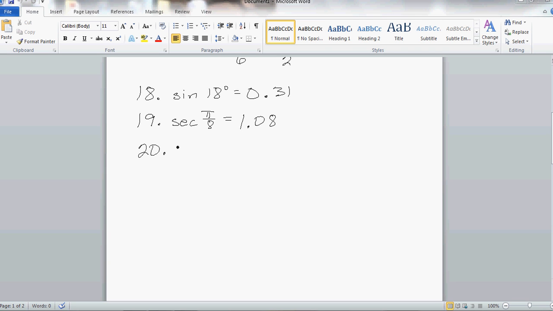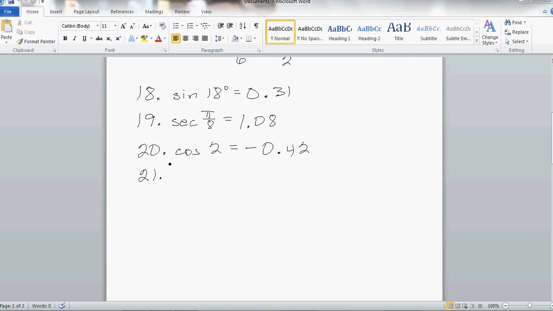Number 20 is the cosine of 2. Since this does not have a degree symbol, this is in radians. And so all we have to do, since we are already in radians, is just say the cosine of 2, close the parentheses, and it actually gives us the correct sign. We don't need to worry about those things. Negative 0.42.